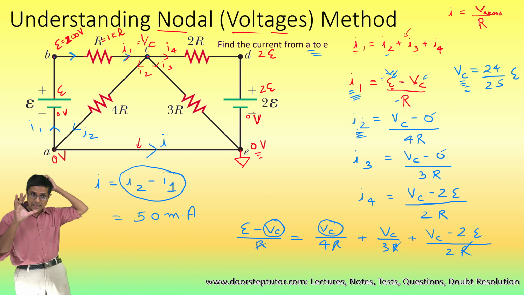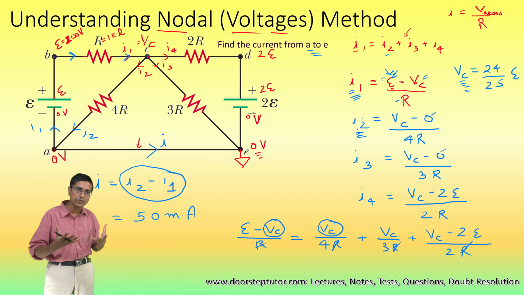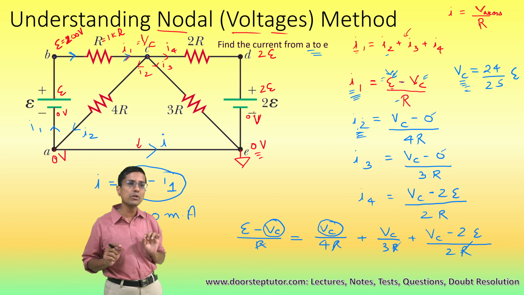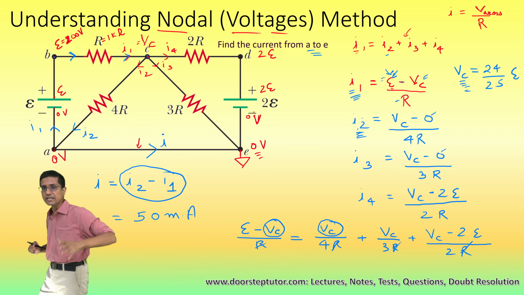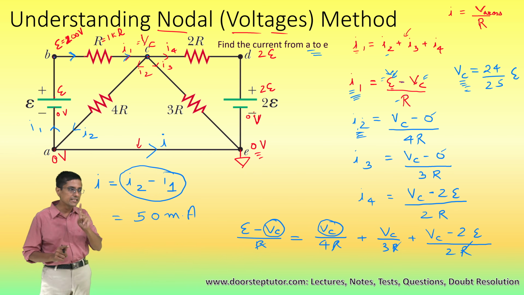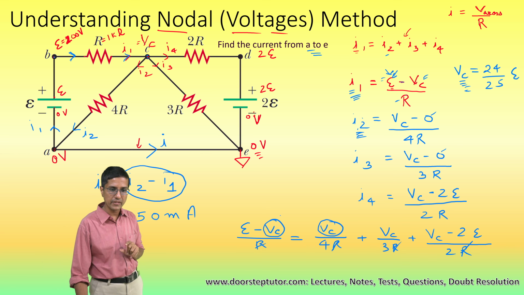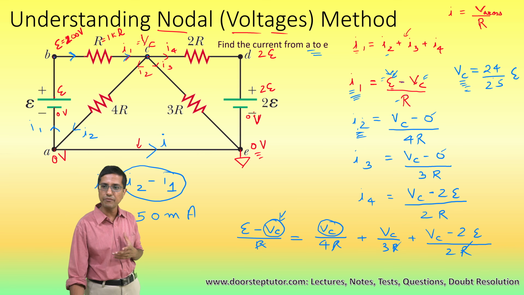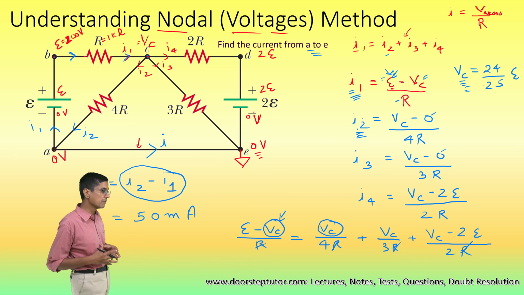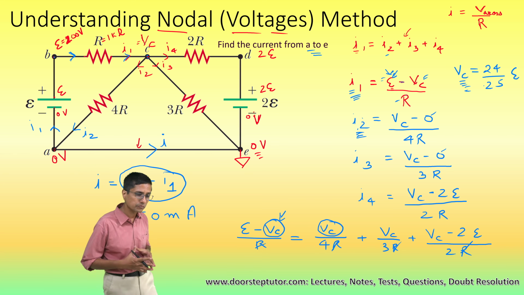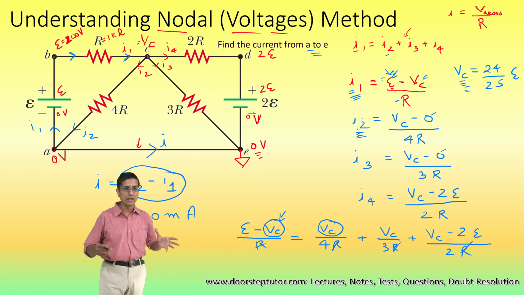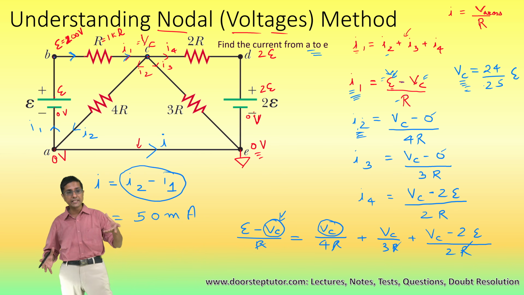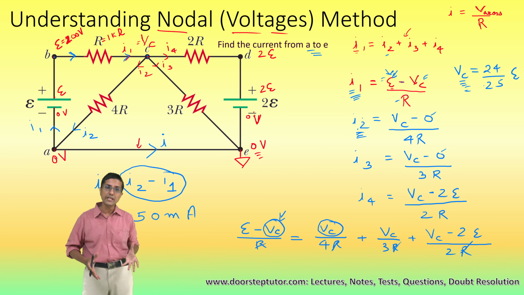But the ultimate thing here that I really want you to understand is that using this nodal voltage method, we were able to convert the 4 equations in 4 unknowns, the 4 currents, to a single equation in a single unknown, which was VC. And as soon as we were able to find the value of VC, 24 by 25 epsilon, we will be able to quickly determine all the other currents and voltages in the circuit, depending upon what we have been asked.